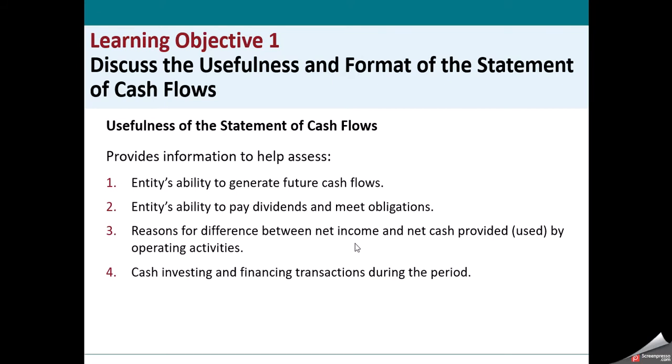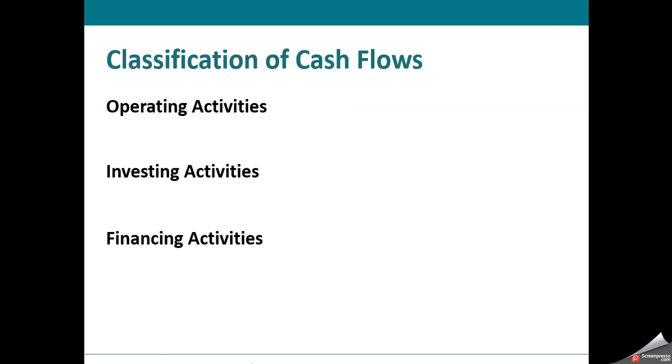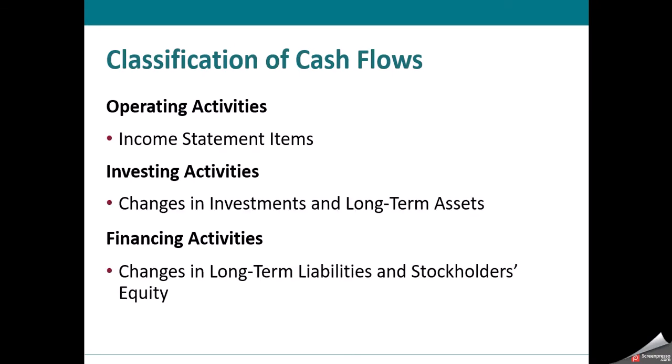And again, there's that difference between net income and net cash because, with generally accepted accounting principles and all of our accrual entries, sometimes those can be quite different. And then you can clearly identify where they're investing their cash and how they are financing those transactions. So we have these three activities that the statement of cash flow is broken up into.